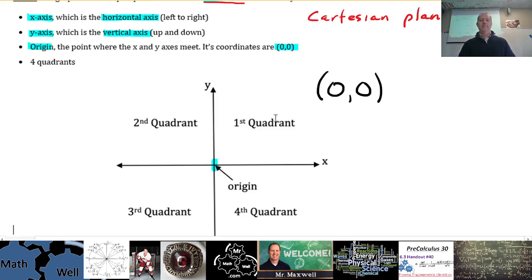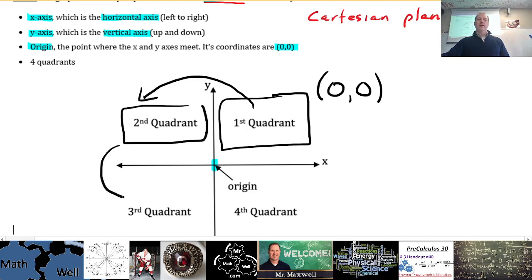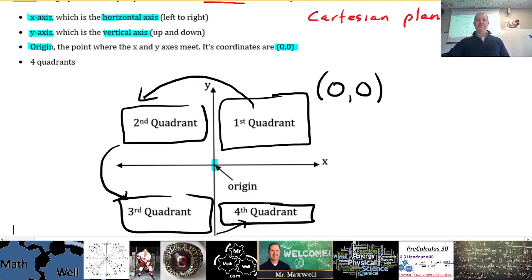Come on. 4 quadrants. Now, the first quadrant is here, and again, I will explain why this is the first quadrant in a few minutes, but this is the first quadrant. We always start in the upper right, and then we go counterclockwise. The second one is over here. Counterclockwise, there's the third quadrant. Counterclockwise again, the fourth quadrant.